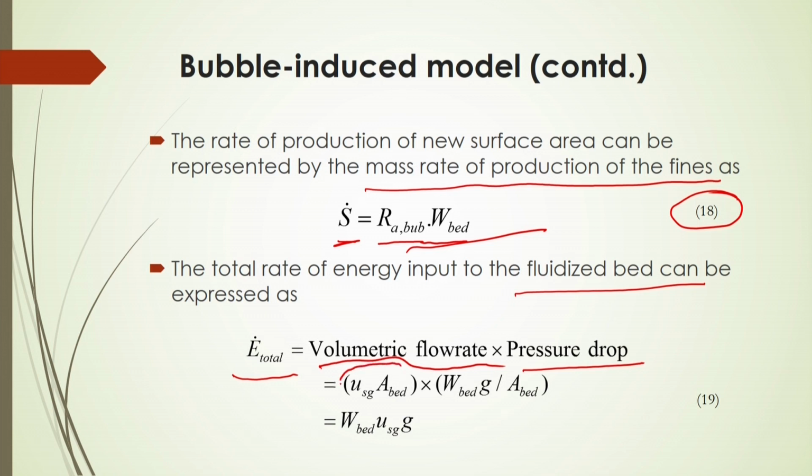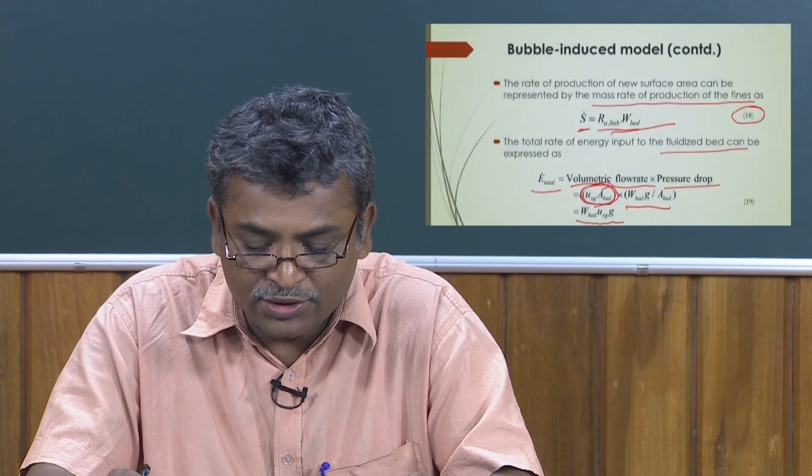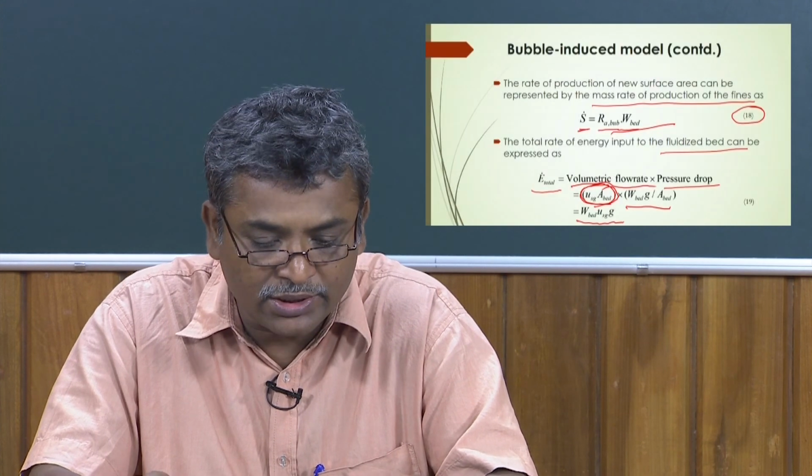If you know the velocity of the gas or fluid and multiply it by the cross sectional area, you get the volumetric flow rate, and then the pressure drop you can represent by this. If you substitute this and simplify, you get W_bed into U_HG into Z. This is the total energy consumed for the attrition process.